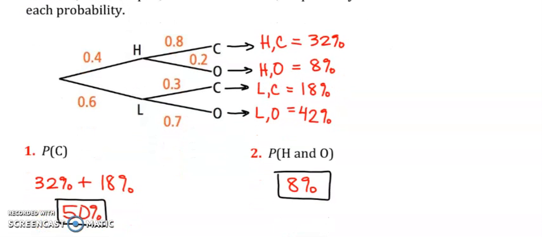All right, so number one is asking what is the probability that school will be closed? So it's either closed when there's heavy snowfall, 32% here, or it's closed if there's light snowfall, 18% here. Add those together, you get 50%. Not too shabby, 50% school closure rate.